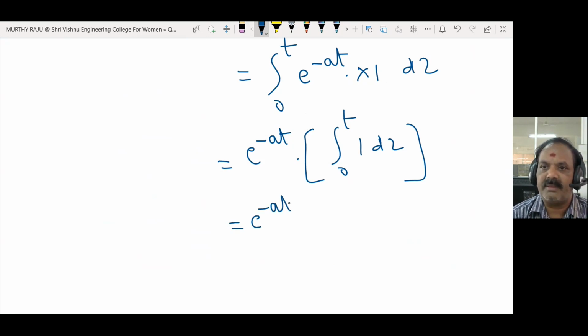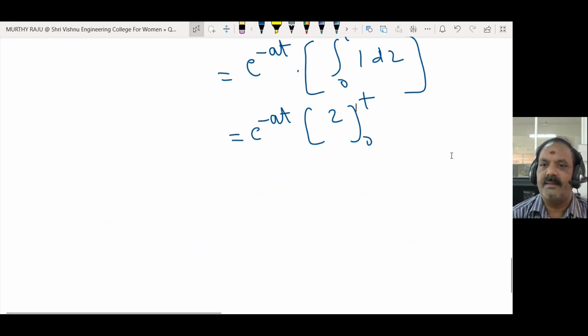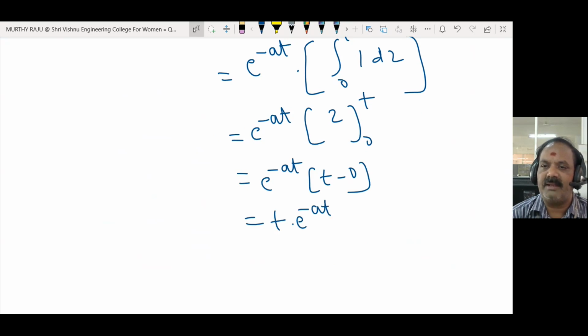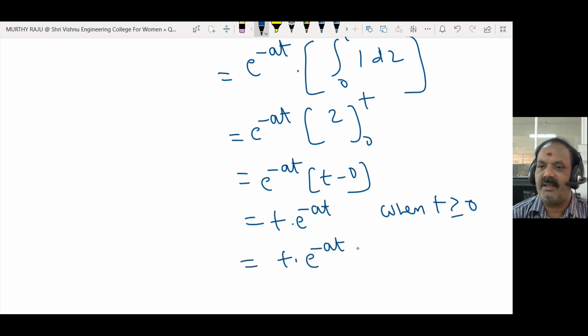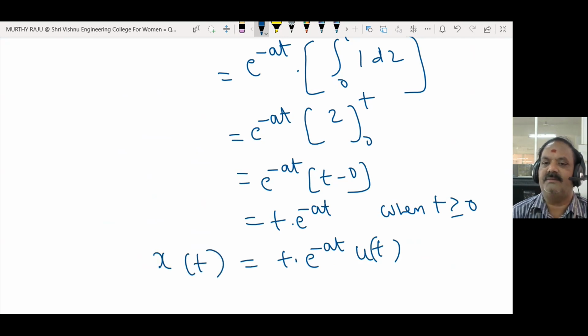That is equal to e power minus at, tau from 0 to t. Therefore, e power minus at times t minus 0, that is t into e power minus at when t is greater than or equal to 0. Therefore, t into e power minus at u of t. This one is x of t.